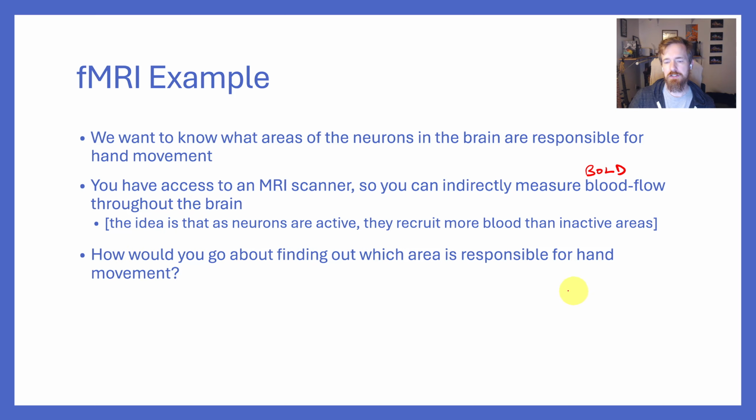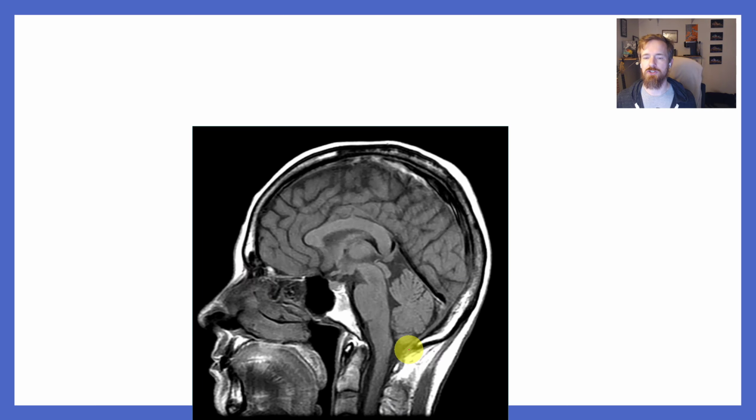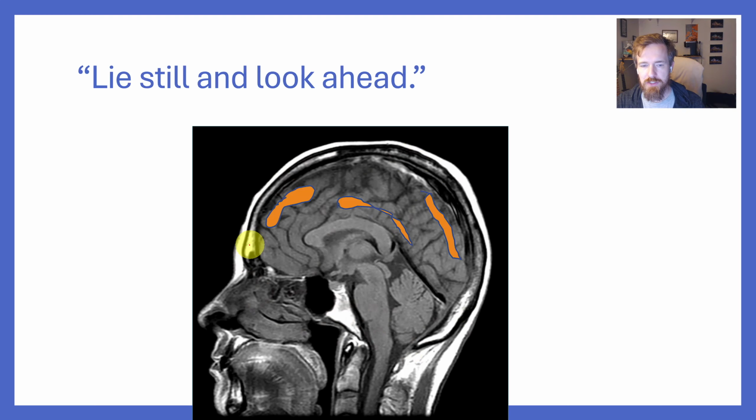So let's say that we wanted to figure out what area of the brain is responsible for hand movement. What you would generally do is scan the brain. This person's laying down, and now we're going to tell them, all right, we want you to lie still and look ahead. Can you do that for me, Gregory? And then while they do that, they're going to measure the brain again. While this person is lying still and looking ahead, we see there are some areas that are active. That is not surprising. The brain is always active. Not 100% of it is active all the time, but it is always active in some capacity.